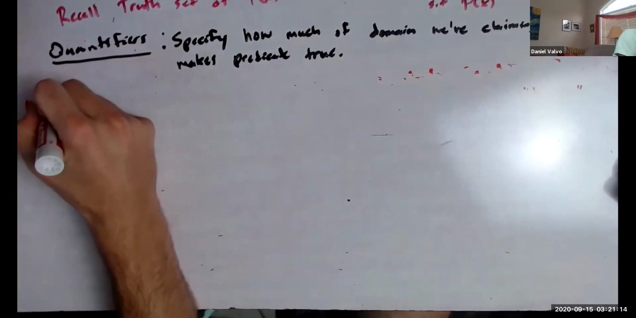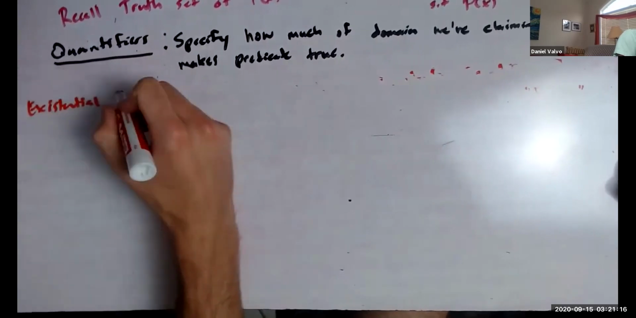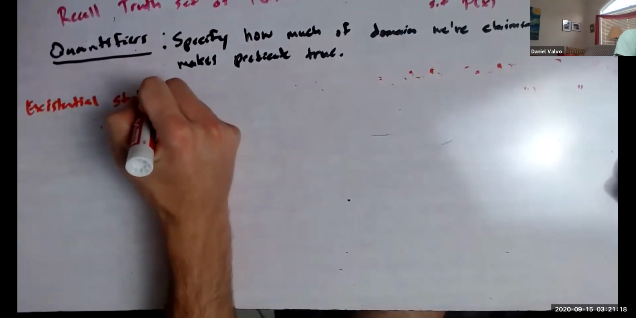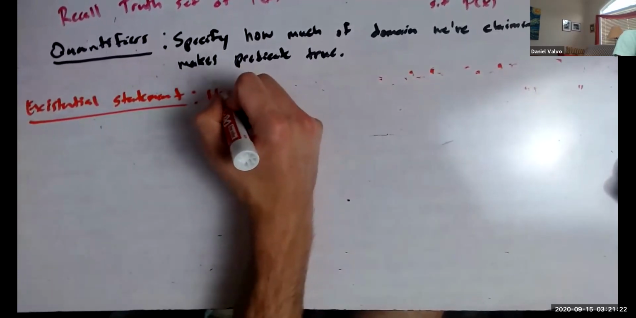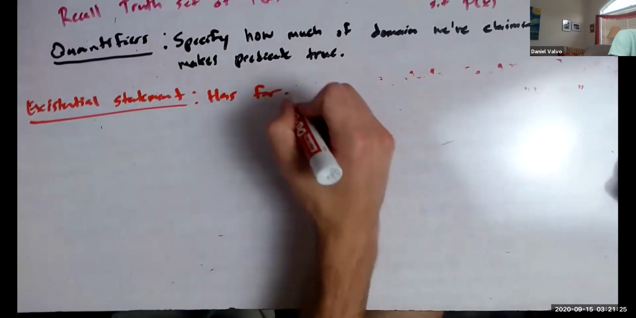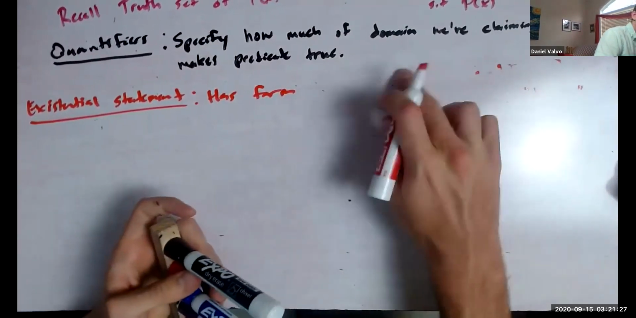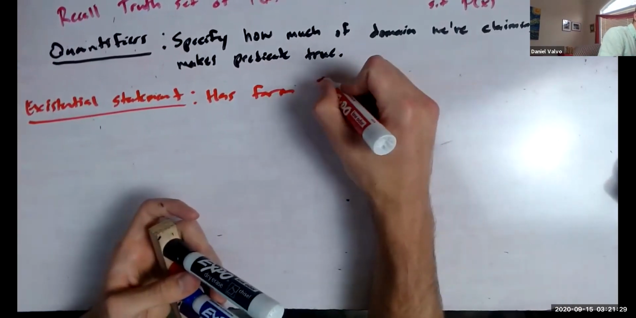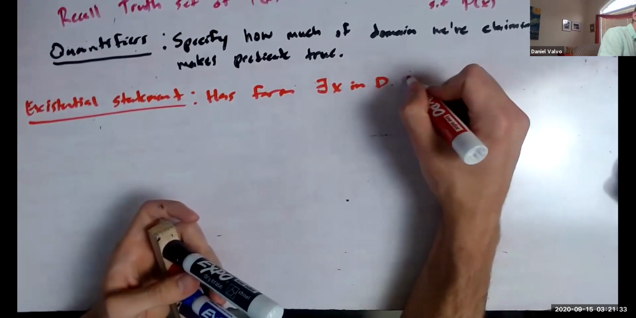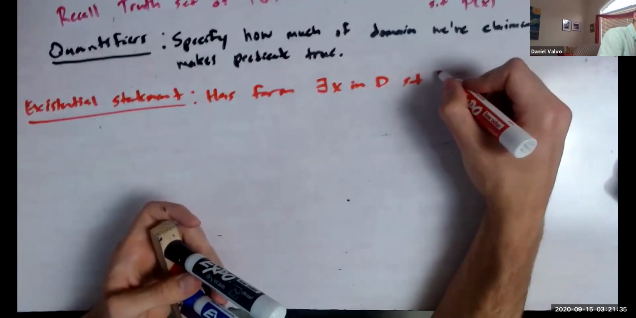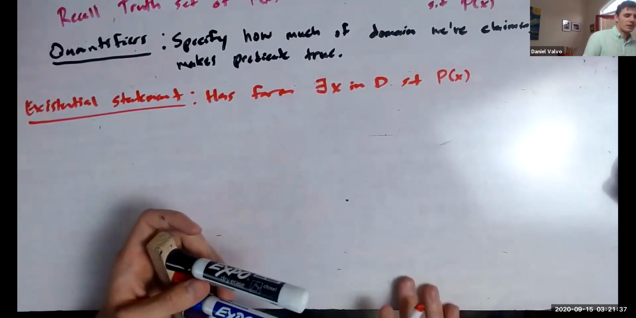So let's look at an existential statement. These have the form: there exists X in D such that P of X.